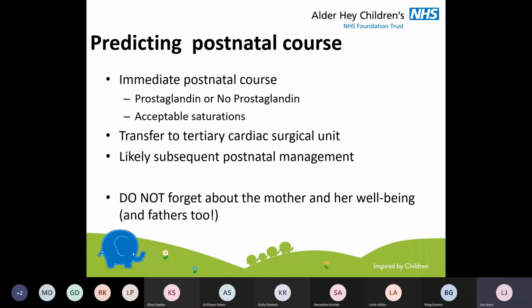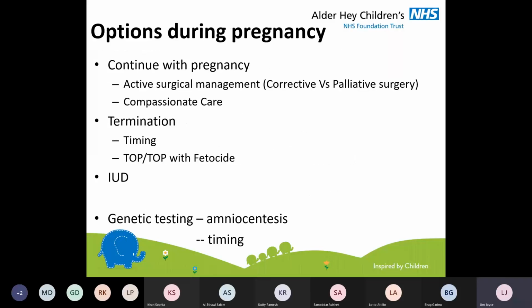Amongst all this, we concentrate very much on the fetus. We need to know that mums are bundles of nerves as well. If not, the fathers are also very anxious. So let's not forget about the mums and the fathers as well. So as I said earlier on, options during pregnancy: either you continue or you stop. Unfortunately, there's a small proportion that will face in utero demise, irrespective of the options the parents have chosen.